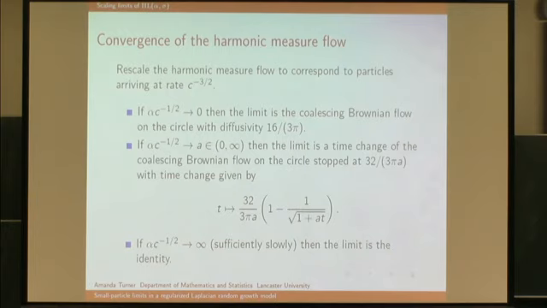Depending on how alpha relates to our particle size, if alpha tends to 0 faster than the particle size, then the limit of the harmonic measure flow is just the coalescing Brownian flow on the circle with a certain diffusivity. And really, we recover exactly the same result as with alpha equals 0. The diffusivity is just because for these results we're using slits.